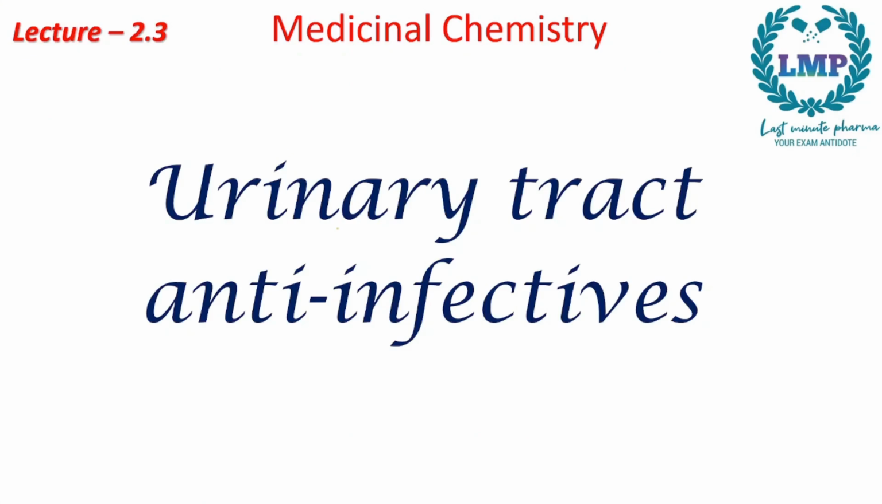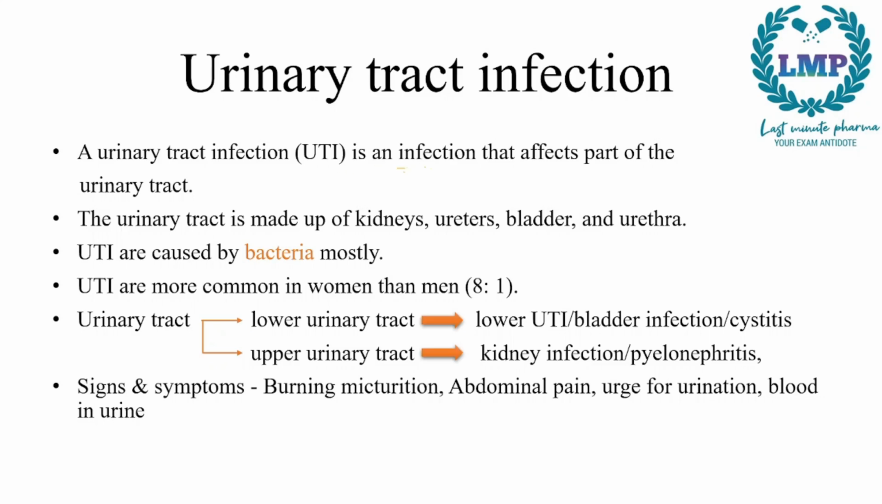So today we'll be looking at a new topic in the same topic of anti-infectives, that is urinary tract anti-infectives. A urinary tract infection is any infection that affects any part of the urinary tract. Now the urinary tract is made up of four parts, that is the kidney, ureter, bladder and urethra. So four parts: kidney, ureter, bladder, urethra.